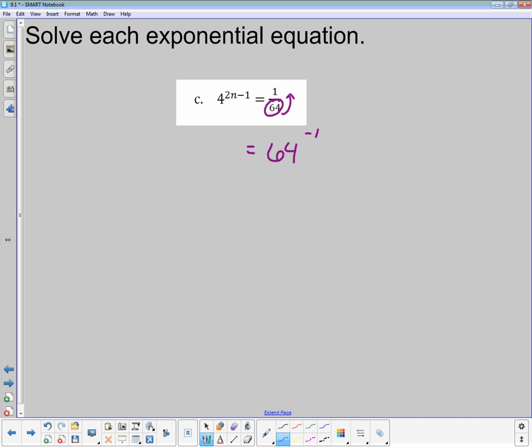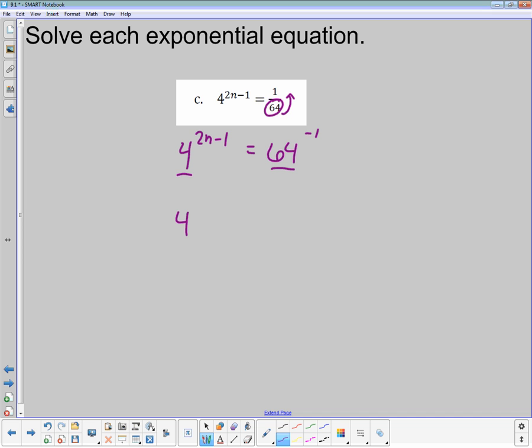And we know about those negative exponents, moving them up and down changes them from negative to positive. So now I'm at 4 to the 2n minus 1 is equal to 64 to the negative first. Getting closer. Now I have no fractions to work with. Now, is there a way that I can write 64 so that it has a base of 4? Well, yeah, I can, and this is where you can use your calculator to help you. If I plugged into my calculator 4 to the third power, 4 to the third power is 64.